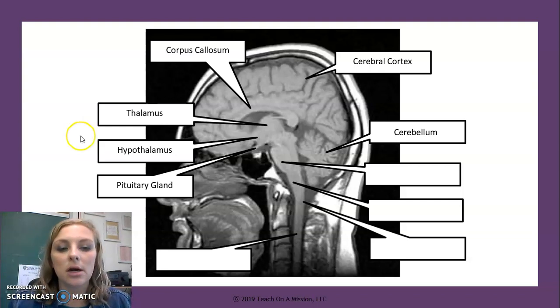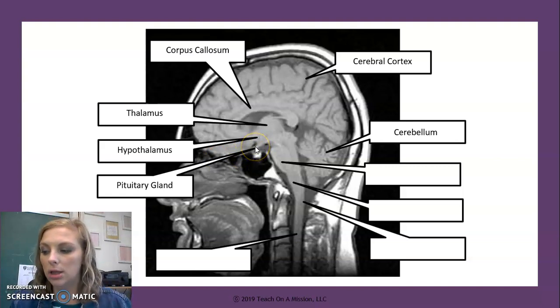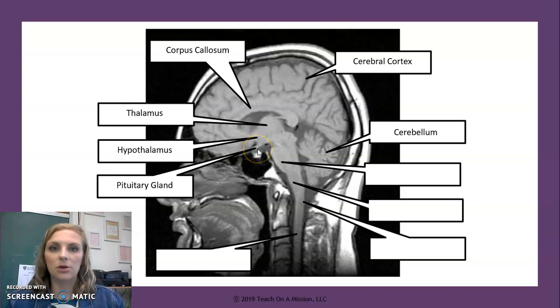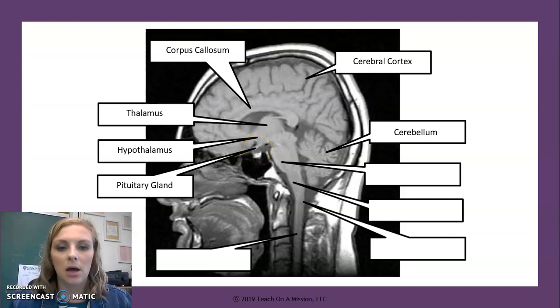Underneath the thalamus is our pituitary gland. Okay, the pituitary gland is a very small little gland here. It is the master gland, remember, of the endocrine system. It is going to control all of the other glands in the endocrine system. The pituitary gland is controlled by the hypothalamus. Okay, so it is right underneath it. This is the connection between the nervous system and the endocrine system.